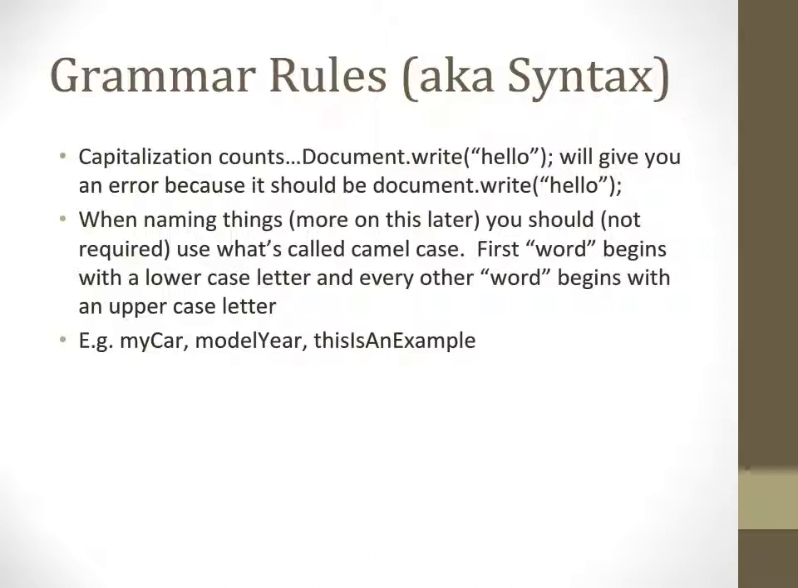If you have a property, or later on we'll talk about variables, or you're going to set up an instance of something and name it, and it has multiple words in it, in other words, my car, the way you would do it is you would have the first word begin with a lowercase letter, and then every other word that's smushed together would begin with an uppercase letter. So in the examples you see a lowercase m and a capital C for my car. Same with model year, and then of course this example has multiple capital letters as new words are added.